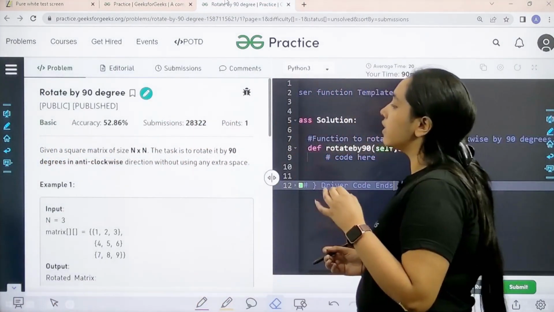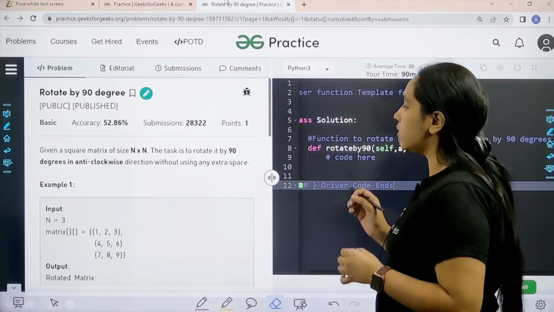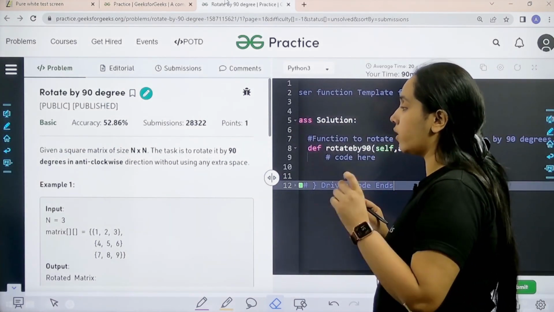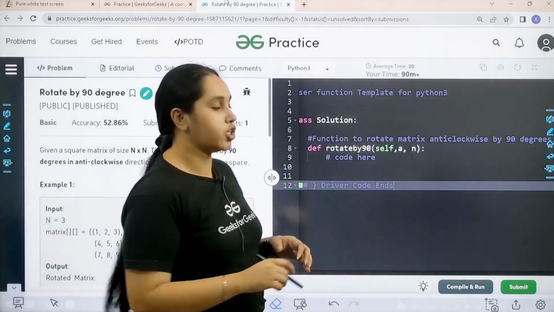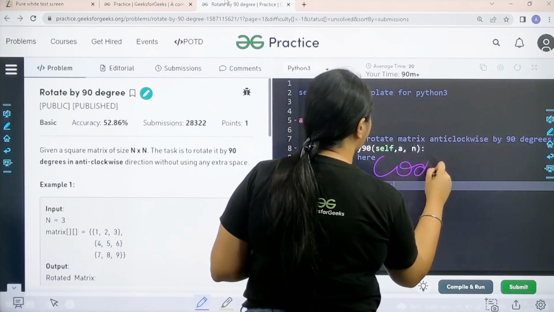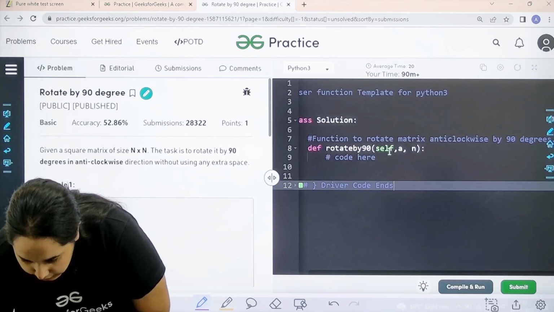Let's read it. Given a square matrix of size n x n, the task is to rotate it by 90 degrees in the anti-clockwise direction without using extra space. I hope the question is clear to you and we need to code it over here. So let's code it.